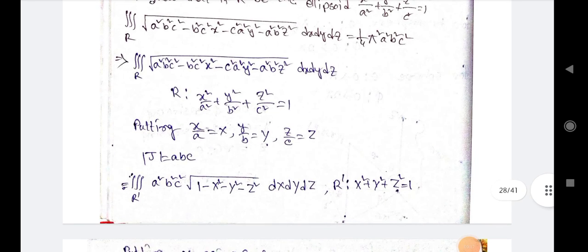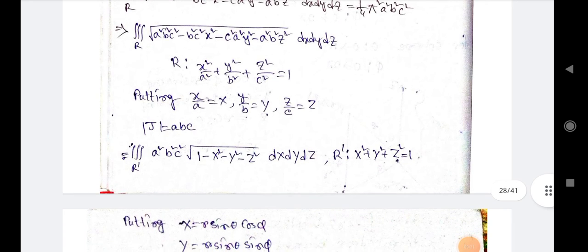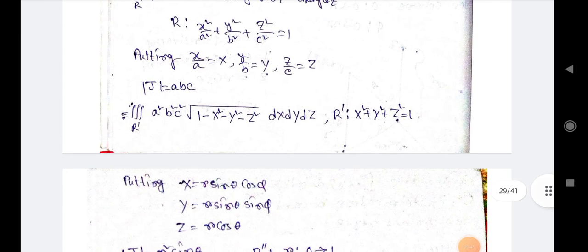Now start. Triple integration over R of root over of (a square b square c square minus b square c square x square minus c square a square y square minus a square b square z square) dx dy dz, where R is the region x square by a square plus y square by b square plus z square by c square equals 1. Then putting x by a equals capital X, y by b equals capital Y, z by c equals capital Z, and the Jacobian is abc.